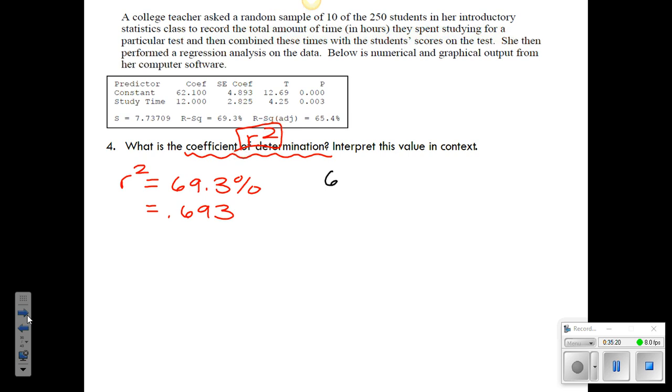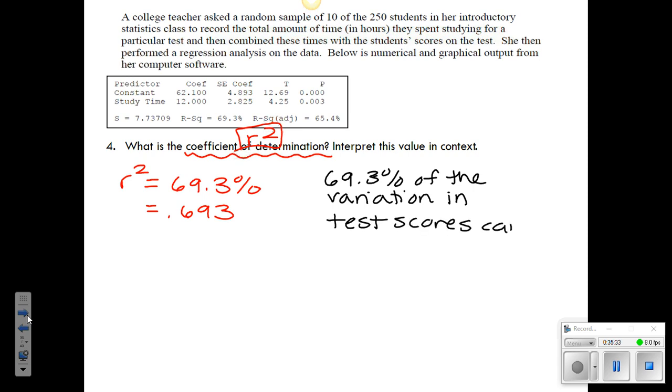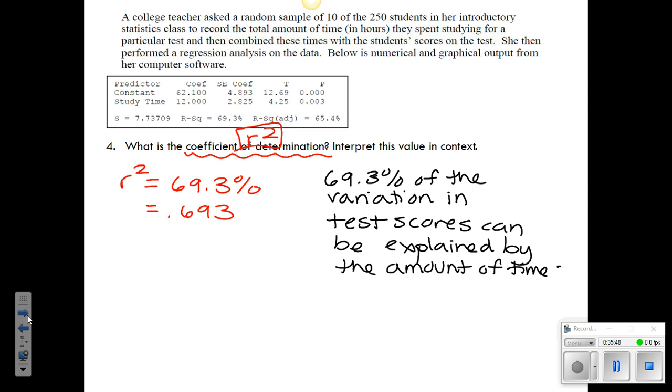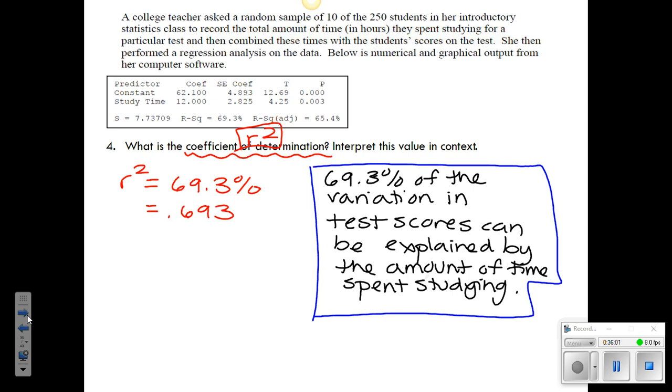So 69.3% of the variation in test scores can be explained by the amount of time spent studying. Good?